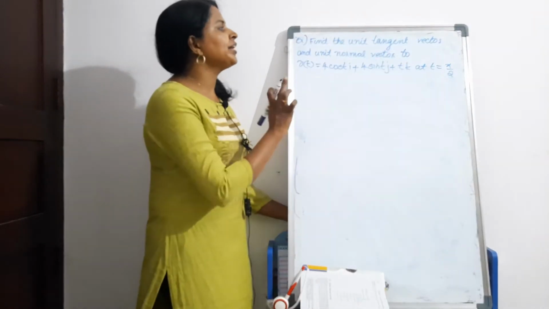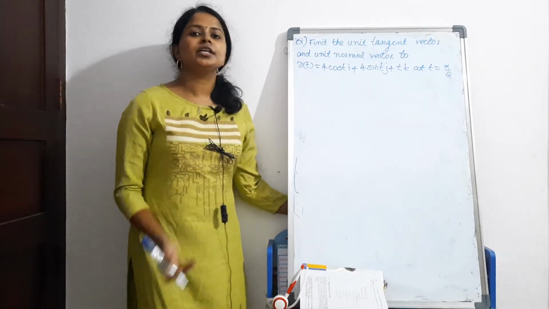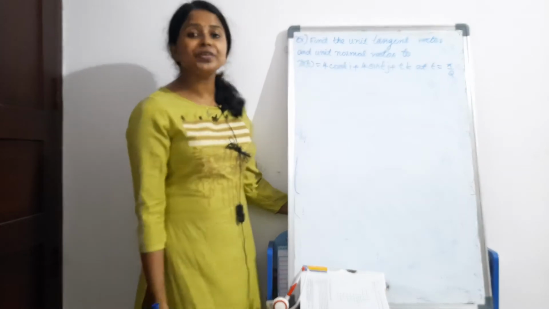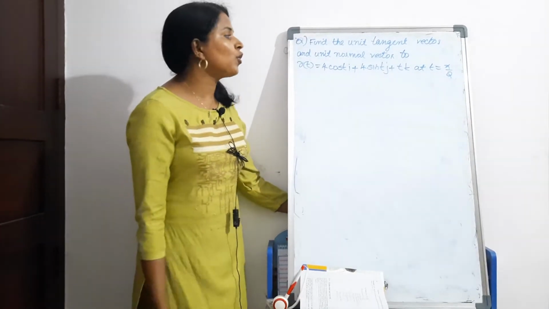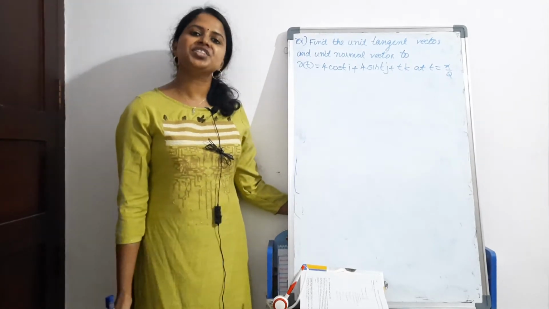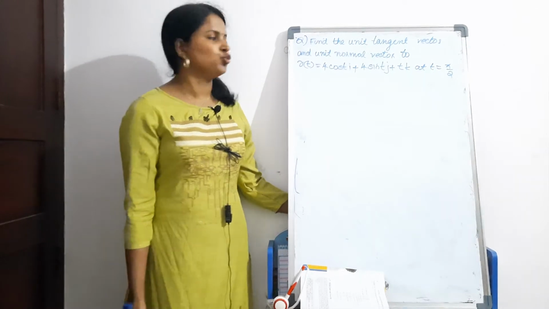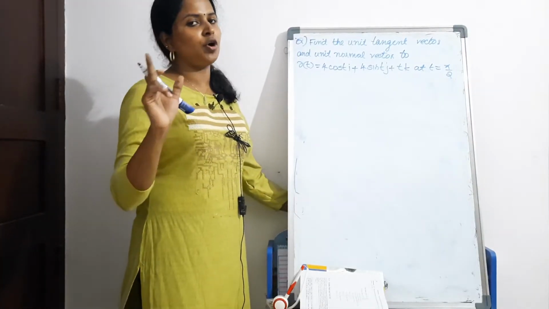Problem: find the unit tangent vector and unit normal vector to r of t equal to 4 cos t i plus 4 sin t j plus t k at t equal to pi by 2. Find the unit tangent vector and unit normal vector.